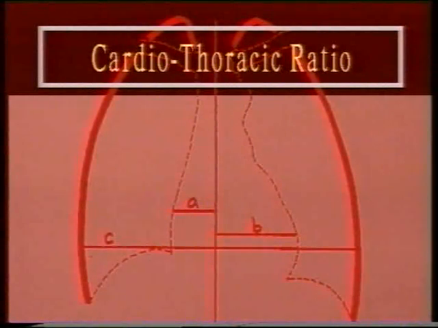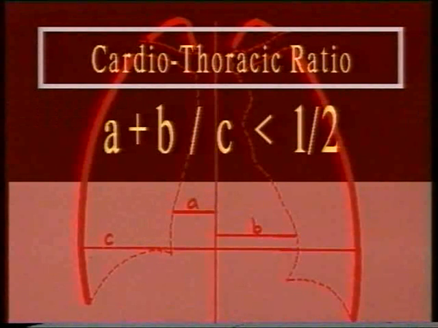Now A plus B gives the maximum transverse diameter of the heart. Now measure the maximum transverse diameter of the chest at its widest portion, measuring between the inner borders of the ribs, as C. A plus B divided by C is the cardiothoracic ratio, which should be less than half. That is, the maximum transverse diameter of the heart is normally less than half of the diameter of the chest. If it is more than half, then cardiomegaly is diagnosed.